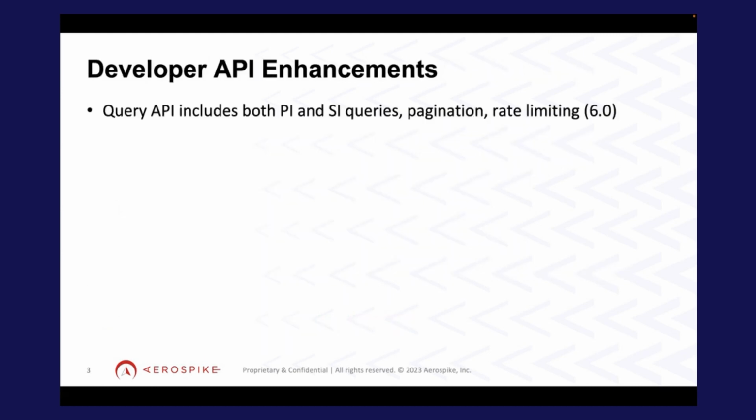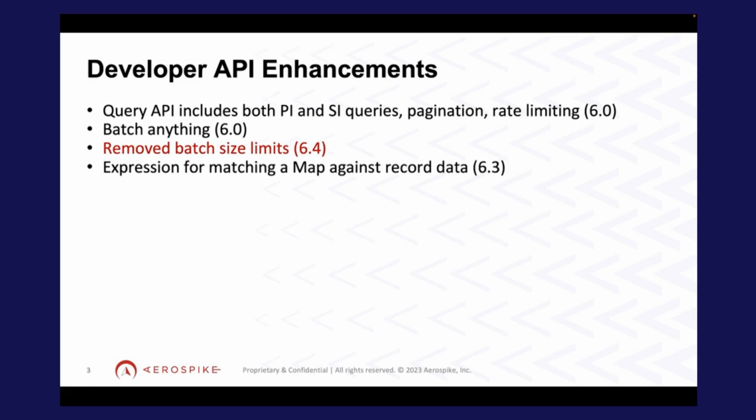Developer API enhancements included the Query API. We have a unified Query API for both the primary index and secondary index queries. Pagination and rate limiting is all in one place and was added in Server 6.0. We gave you the ability to batch anything in Server 6.0, meaning not just read, but also write and updates and deletes. We removed the batch size limits in Server 6.4 that is coming soon.